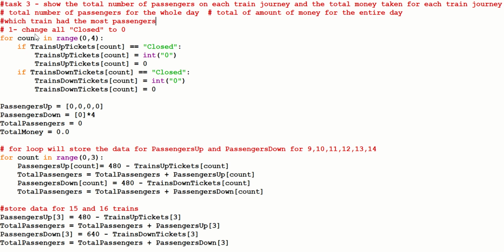So change all closed to 0. For count in range 0 to 4, if trains up tickets count. The first count is 0, then 1, then 2, then 3. It repeats 4 times, so count will not be 4, only 0, 1, 2 and 3.